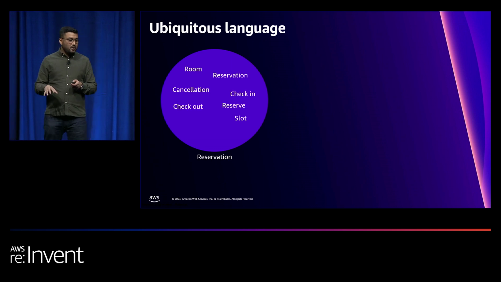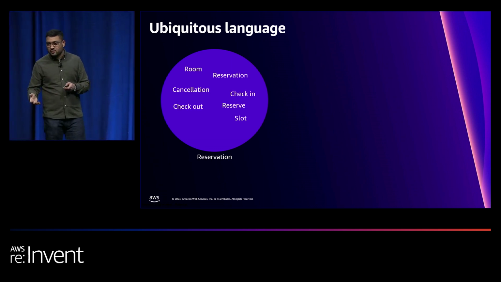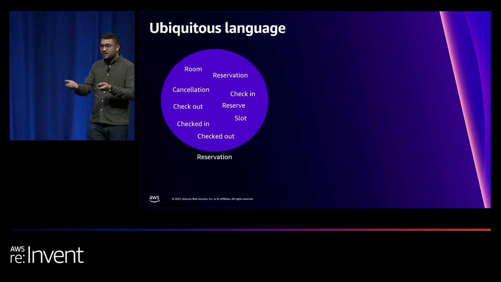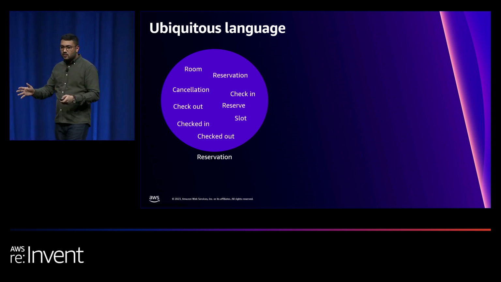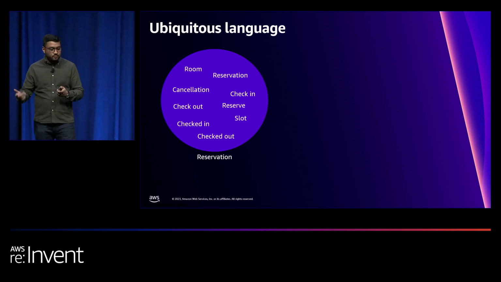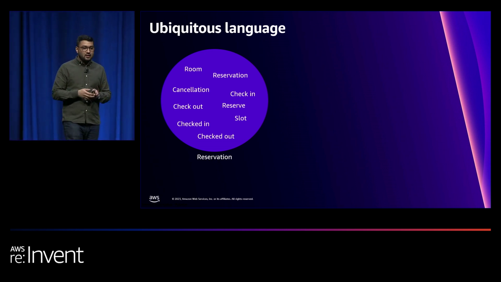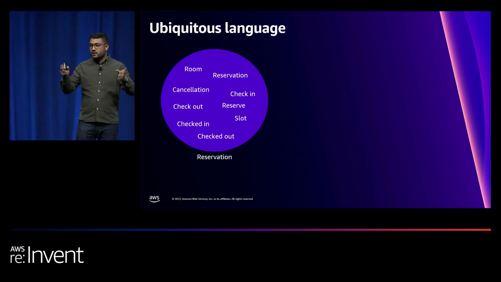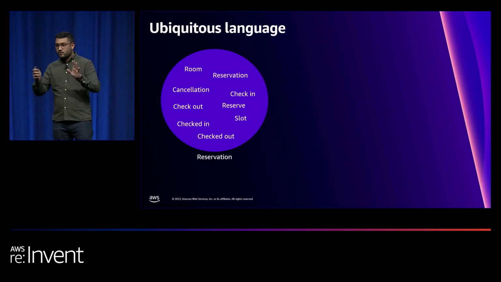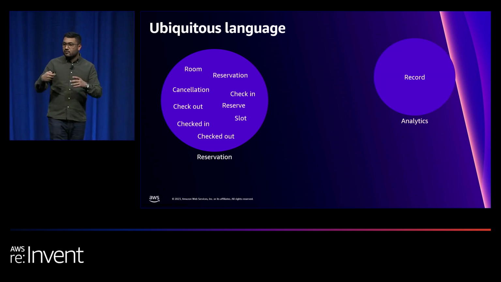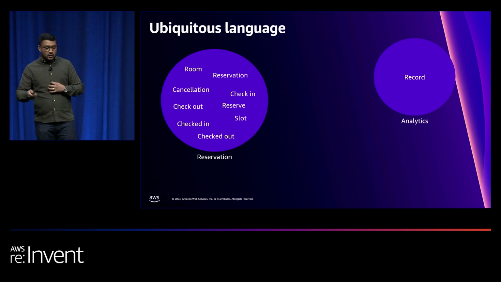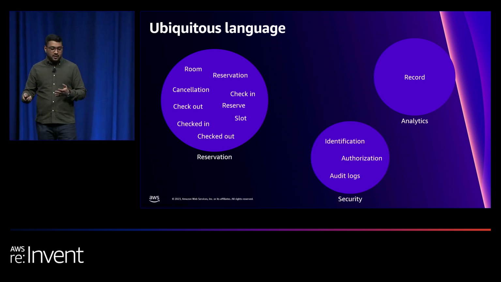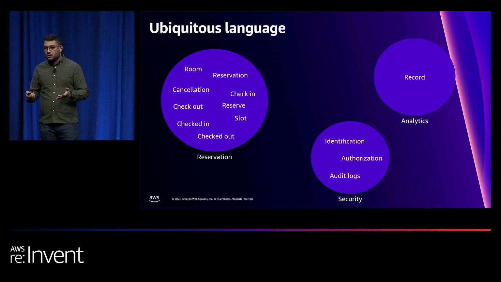At the same time, if I'm performing actions like check-in, check-out, and reserve, they are also in the same context. And you find that the process of doing a check-in and check-out is representing a single business transaction. So we can easily say that all of these actions that I'm performing are part of the reservation ubiquitous language group. Similarly, for analytics, we have a record, which is basically a trail of events that is happening in the reservation. And for security, I'm doing identification, authorization, and auditing these logs.